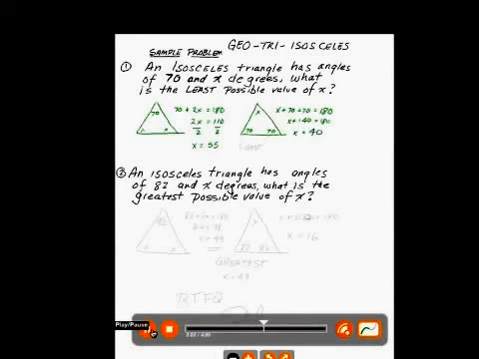The question here asks, what is the least possible value of x? The two possibilities are x equals 55 degrees and x equals 40 degrees. The least possible value is 40. On our second one, an isosceles triangle has angles of 82 and x. What's the greatest possible value?